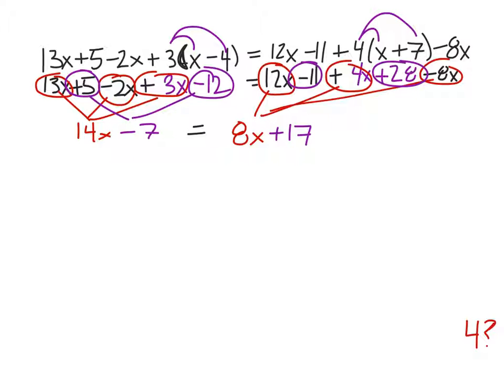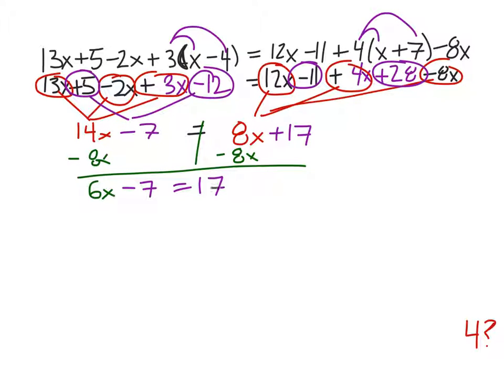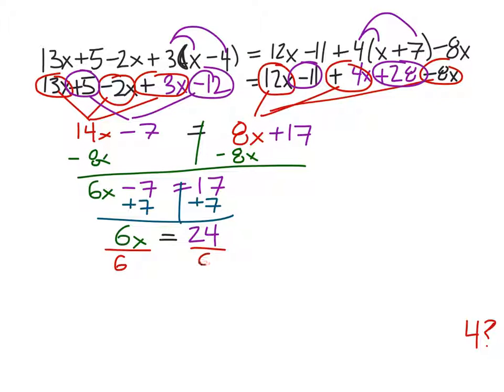And then we have x's on both sides of this equation. That's no good. So I'm going to subtract these 8x's because I don't want them there. I want them over here. So 14x minus 8x would be 6 of these x's. I still got the minus 7, and this equals 17. Now to solve, I would add 7 to both sides. And I got 6x equals 24. And then to solve this, I would divide by 6.